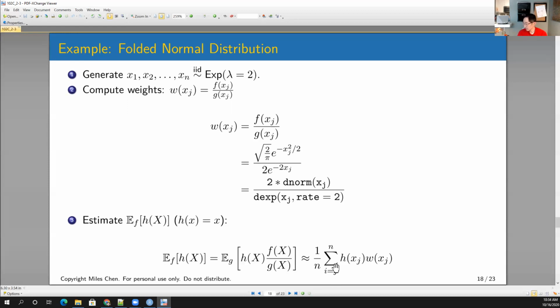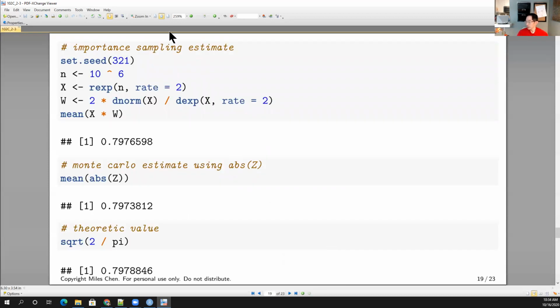Oh yeah, sorry. This is a persistent typo because I keep copying and pasting stuff. It should say from j equals 1 to n. So that's a typo.